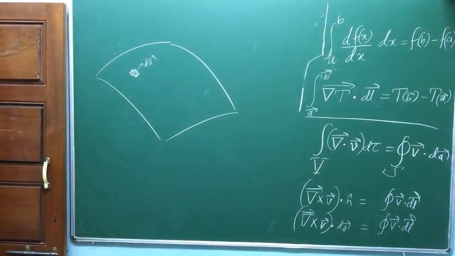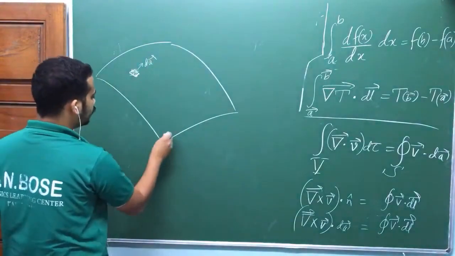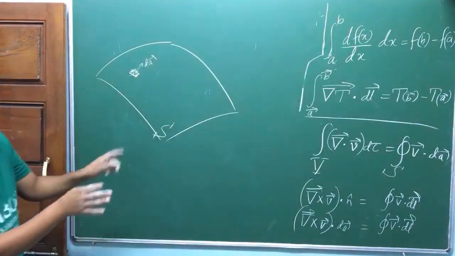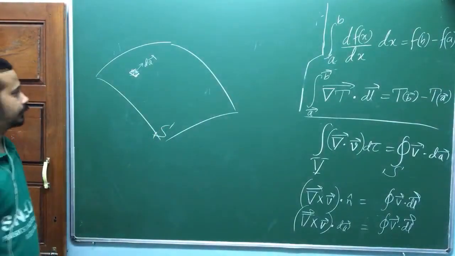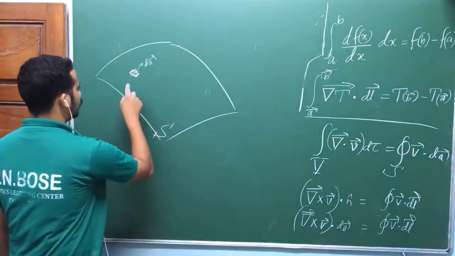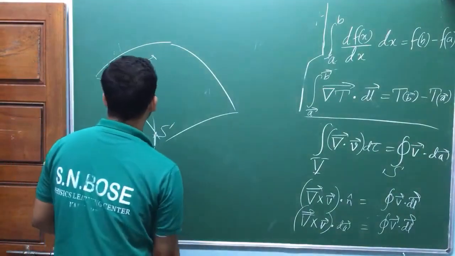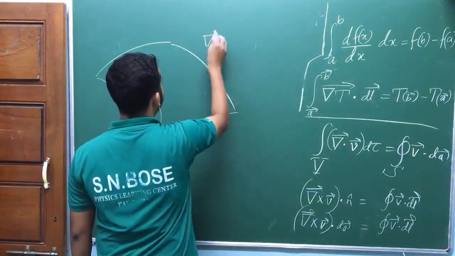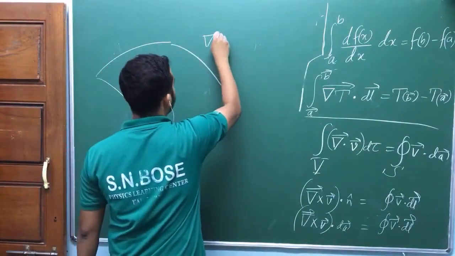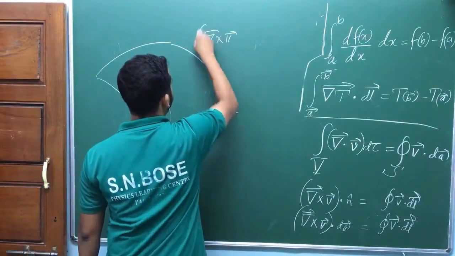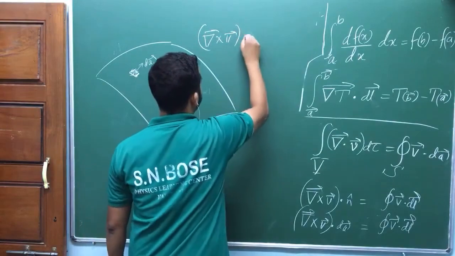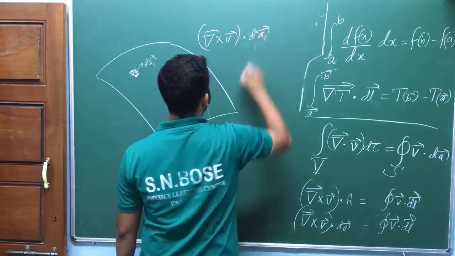dA vector. I have taken this one over the surface. This is my big surface. Open surface. This surface is open, not a closed surface. Now I'll take one integral. I call that, let's look at here, del cross V dot dA1. Is that okay?